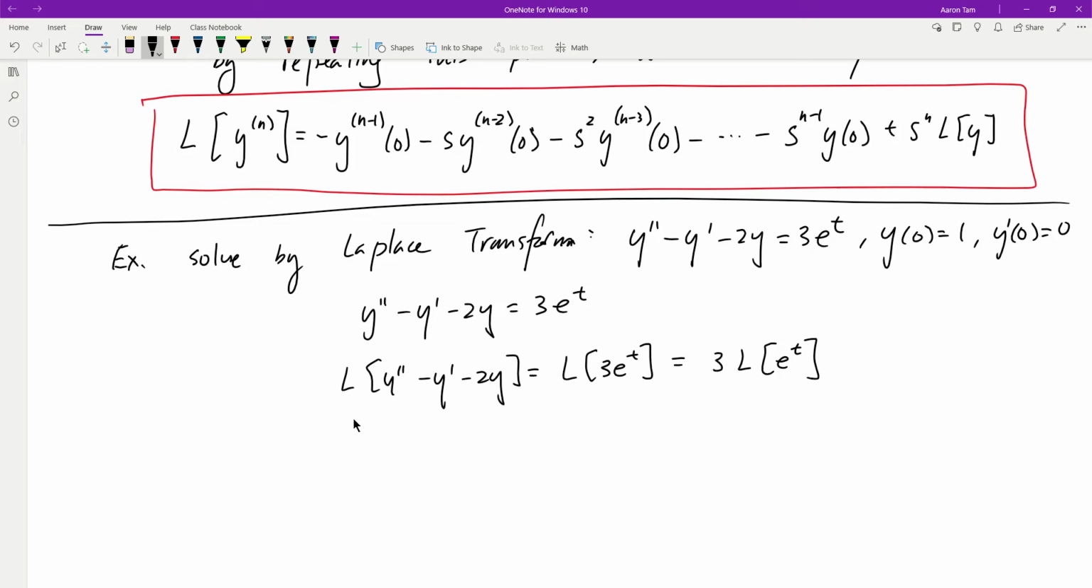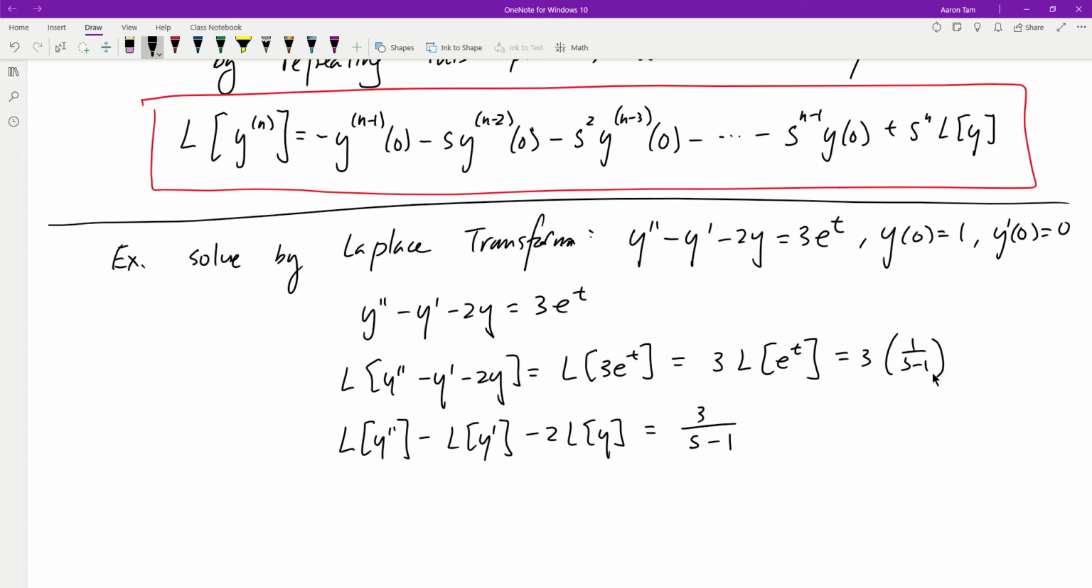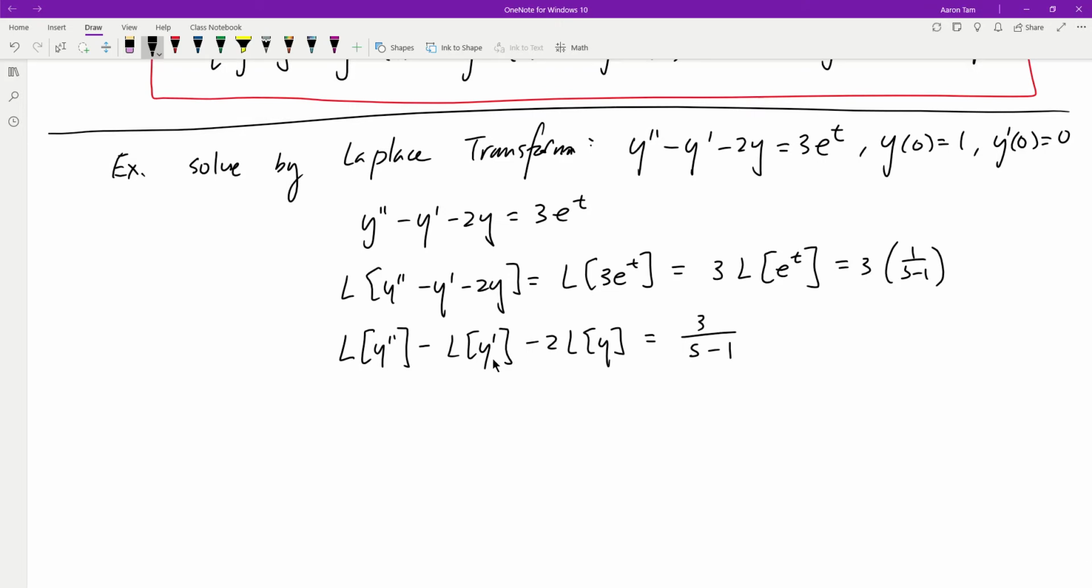Laplace transform is linear, so therefore this means on the left side is Laplace transform of y double prime minus Laplace transform of y prime minus 2 Laplace transform of y, and that's equal to 3 over s minus 1, because that's just equal to 3 times 1 over s minus 1. So now it's a matter of just cleaning up the Laplace transform here.